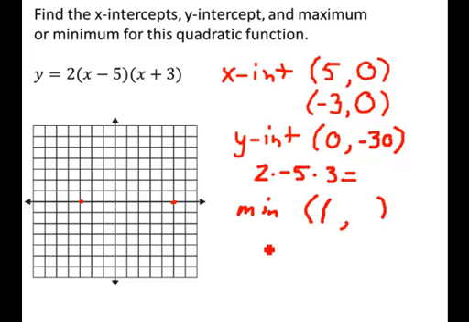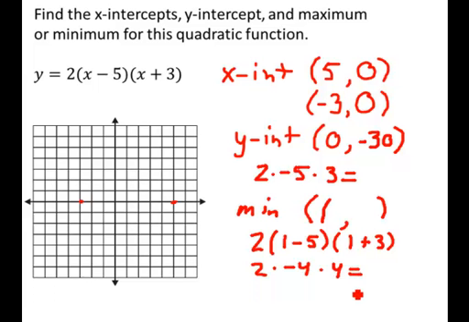And then what we're going to do is what we did with the y-intercept. We're going to plug in that 1 for x. We're going to do 2 times 1 minus 5, and then 1 plus 3, which would give us 2 times negative 4 times 4. And if we calculate that out, we'd get 2 times negative 4, which is negative 8, negative 8 times 4, which is negative 32. So our y value for the minimum is negative 32.